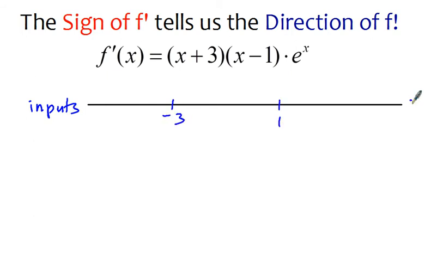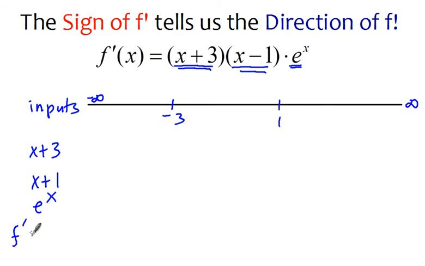So this is just a miniature number line. It extends to infinity and minus infinity. And we're just singling out the critical numbers on that number line. All right, now I'm going to split this apart just to make it real simple and clear into its component factors, x plus 3, x minus 1, and e to the x. And then we'll multiply the 3 factors together, which gives us f prime.